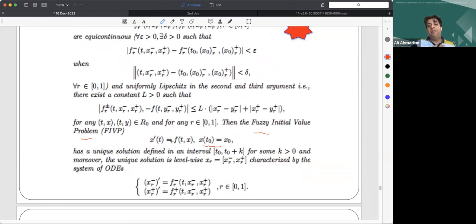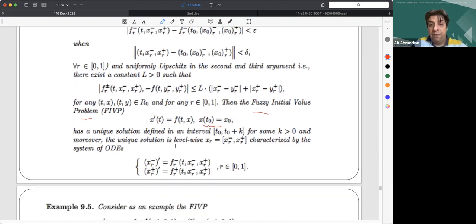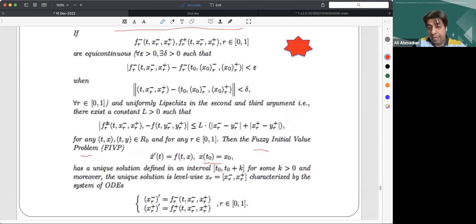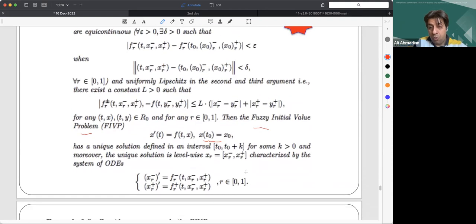Again, I should transfer it to the non-fuzzy area. Do my computations, anything, getting exact solution, numerical solution, anything. Then again, back to the fuzzy differential equation or fuzzy initial value problem. How?